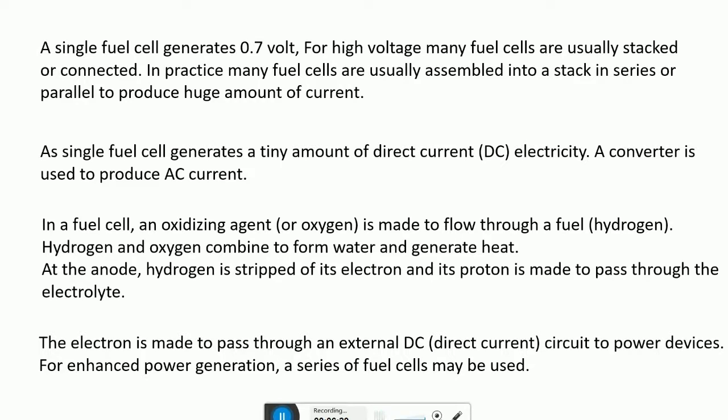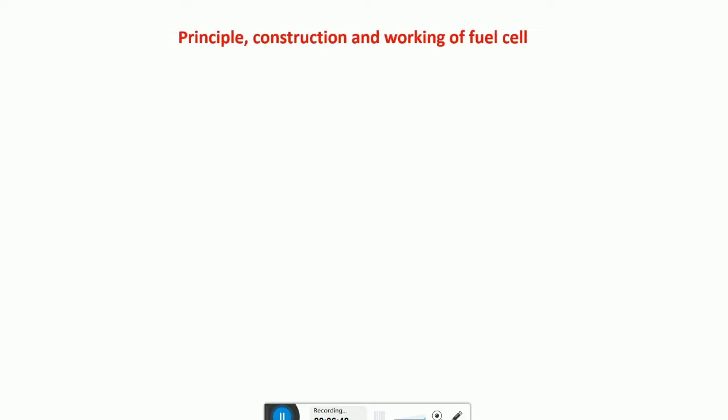For enhanced power generation, a series of fuel cells may be used. The purpose of this fuel cell is to produce an electric current that can be directed outside the cell to do work, such as powering an electric motor or illuminating a light bulb or a city bulb. Then the principal construction and working of fuel cell.